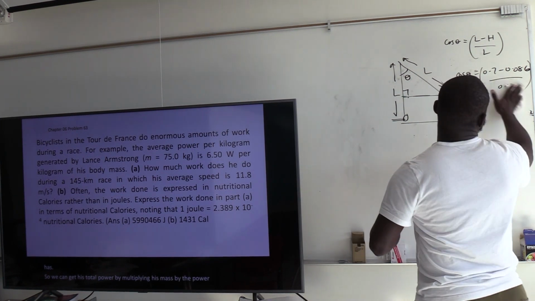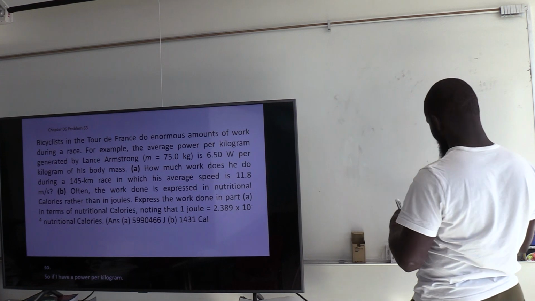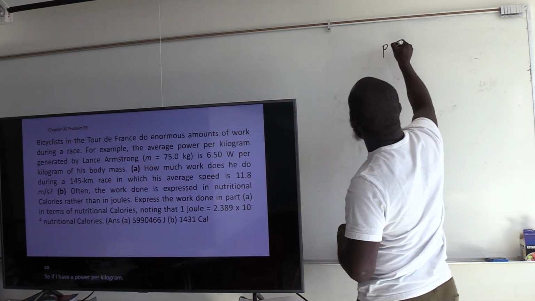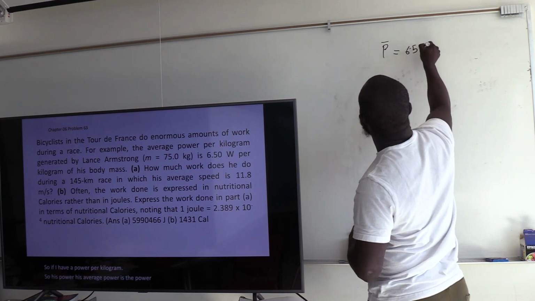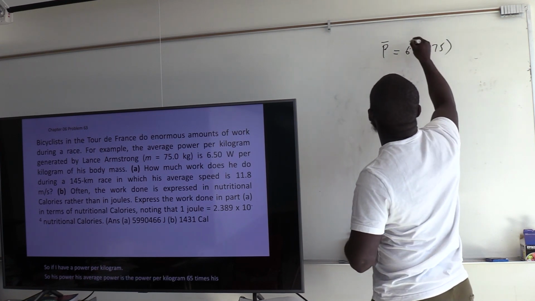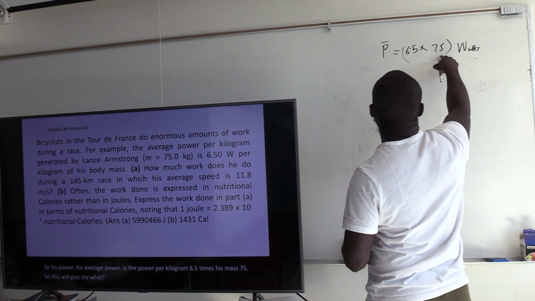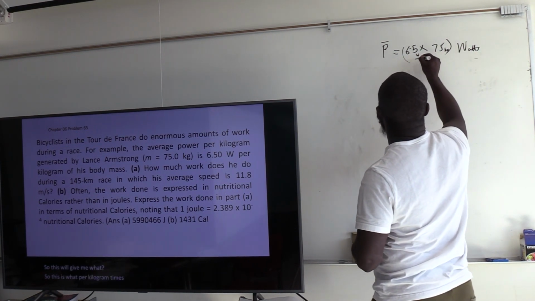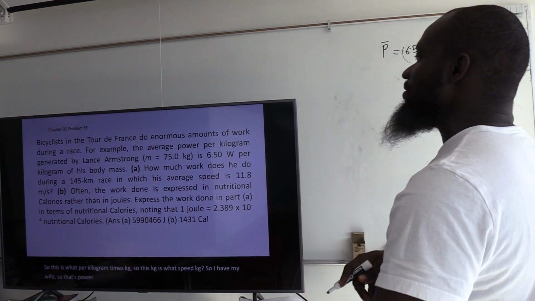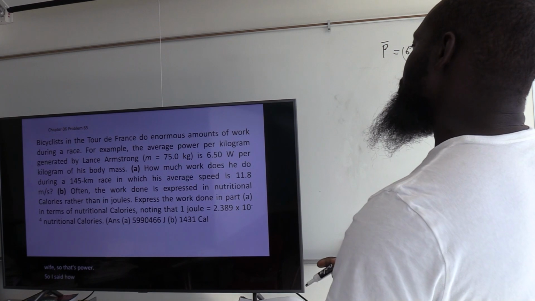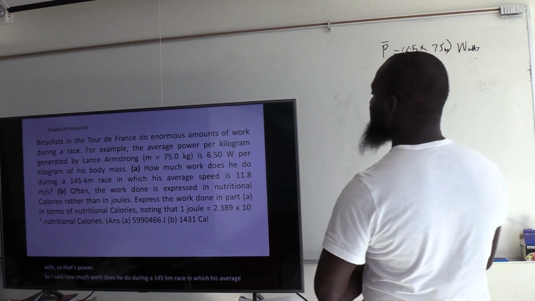So we can get his total power by multiplying his mass by the power per kilogram. His average power is the power per kilogram, 6.5, times his mass, 75. So this will give me watts, since it's watts per kilogram times kilogram. So that's power. How much work does he do during a 145-kilometer race in which his average speed is that? So I'm given the speed and distance.